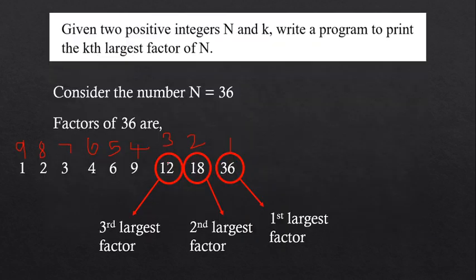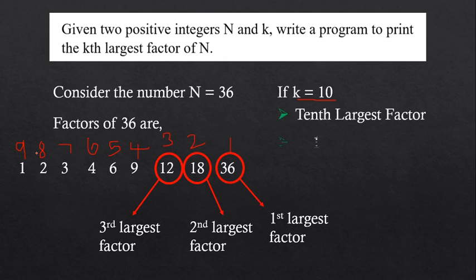Clear? Here 36 does not have k is equal to 10. I don't have a 10th factor. If I don't have a 10th factor, print the output as 1. Is the concept clear? If it is within the range, find the number and print it. If it is out of range, just print the output as 1. Is the question clear? Yes. We'll start working on the problem.